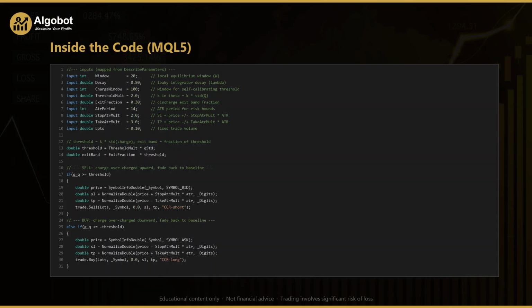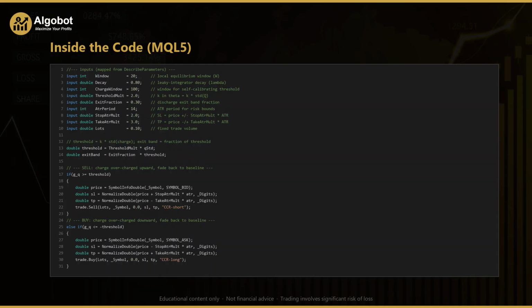The second block is the mirror image. If instead the charge is less than or equal to the negative threshold, the market is overcharged downward. The code reads the ask price, places the stop loss below entry, the take profit above entry, and calls trade.buy to open a long position labeled CC or long.